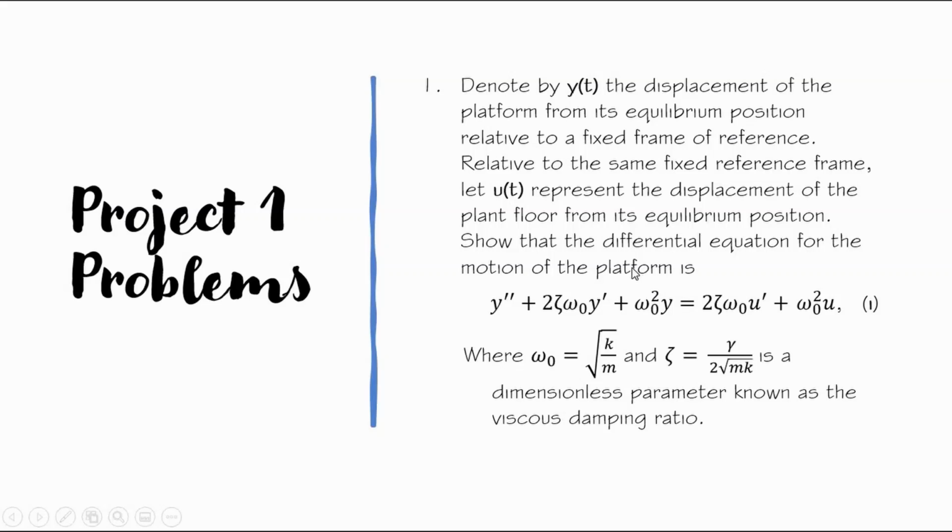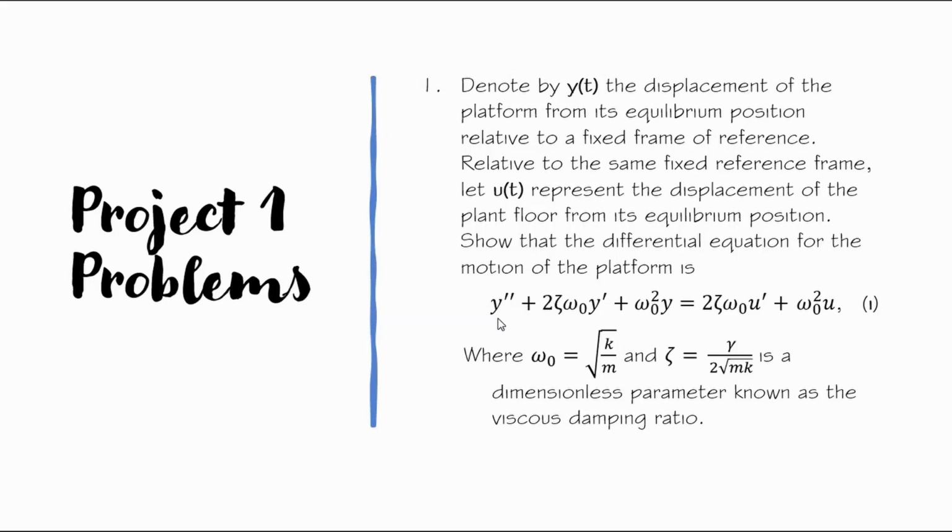So we proceed to the first problem, the first question. Denote by y of t the displacement of the platform from its equilibrium position relative to some fixed frame of reference. Relative to the same fixed reference frame, let u of t represent the displacement of the floor from its equilibrium position. Show that the differential equation for the motion of the platform is y double prime plus 2 zeta omega naught y prime plus omega naught squared y is equal to 2 zeta omega naught u prime plus omega naught squared u, where omega naught, or the natural frequency, is equal to the square root of k over m, and zeta, which is the viscous damping ratio, is equal to gamma over 2 square root of mk. So they are dimensionless parameters.